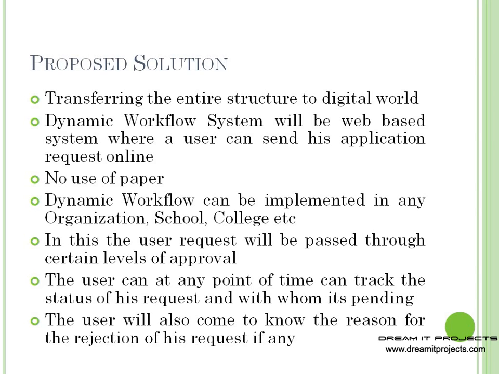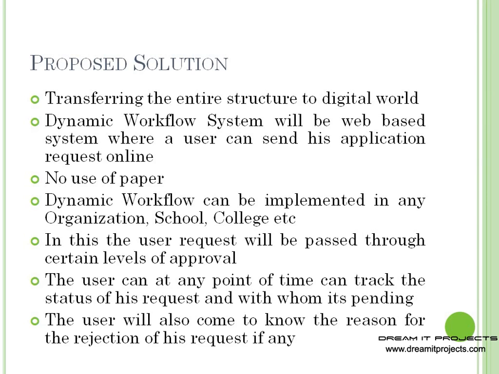In this, the user request will be passed through certain levels of approval. Now basically in an organization there is a hierarchy. Okay, so let's say we have a developer, a team lead, a project manager, and then the higher DU lead. So this is a hierarchy, these are levels. When an employee applies for a leave application, it will go to a team lead. When the team lead approves, it goes to a project manager. When the project manager approves, it goes to a higher lead. So that is a level. So we have provided that facility in this web portal so that it can be used in an organization also.